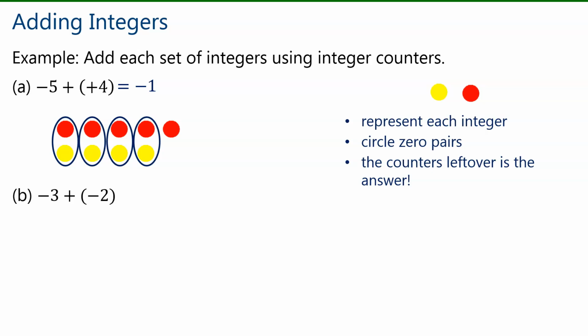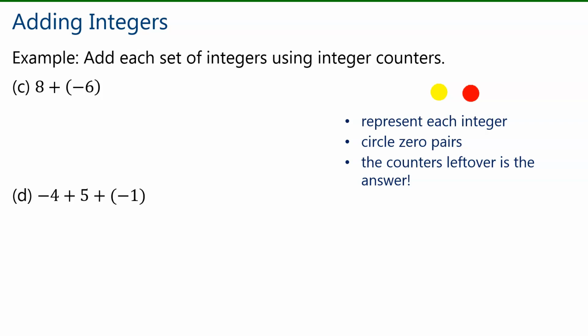Let's do that again now for B. So we'll start by representing each integer using counters. Here I have -3, and here I have -2. Now in this case, there are no zero pairs to circle. So now we'll just count up what we have, which is -5.